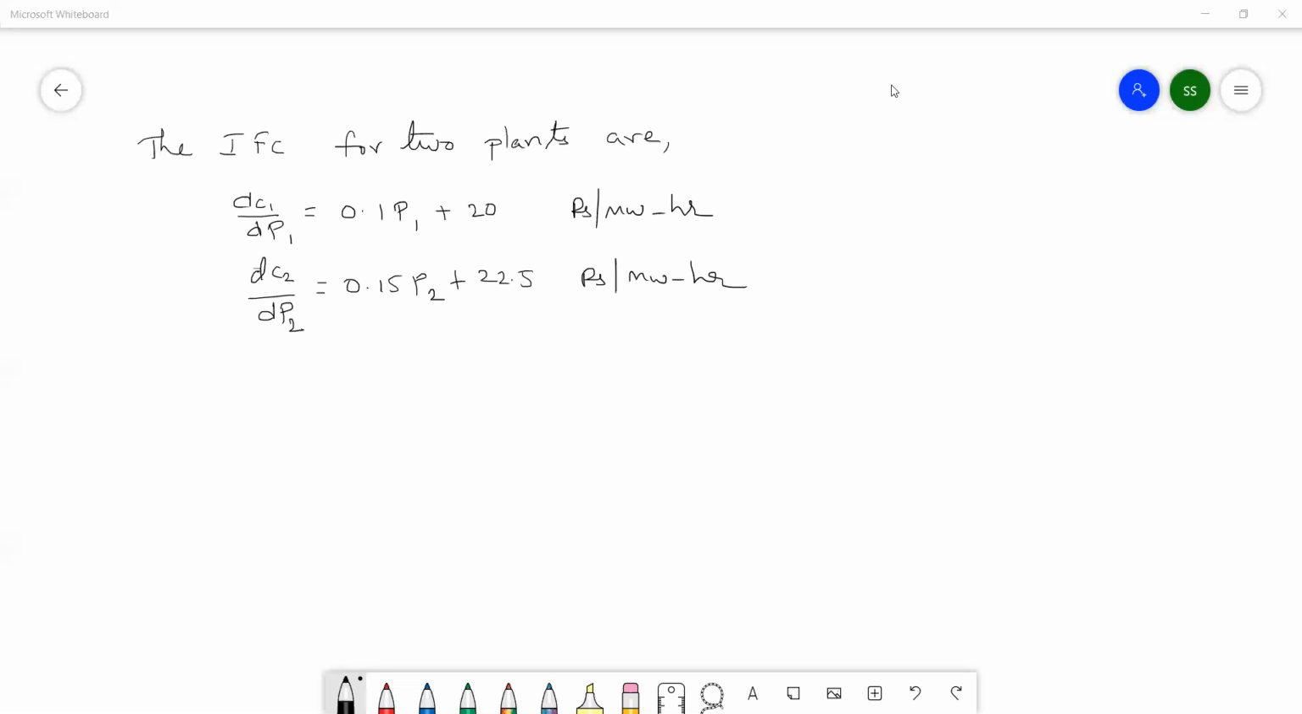Find the penalty factor of plant 1, or simply you can calculate the penalty factor of 1 and 2 for each plant. We know the formula of penalty factor, right? L equals to, yesterday we derived. Here two plants are given.